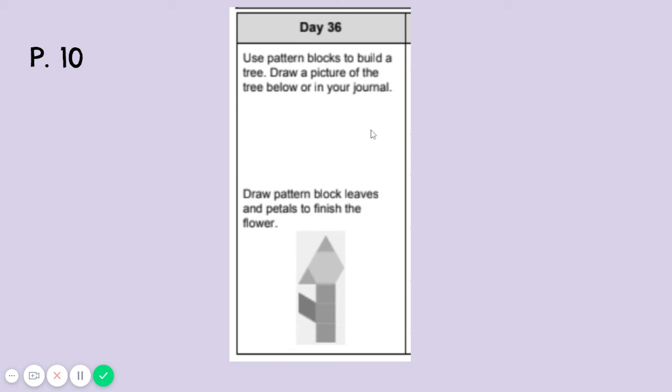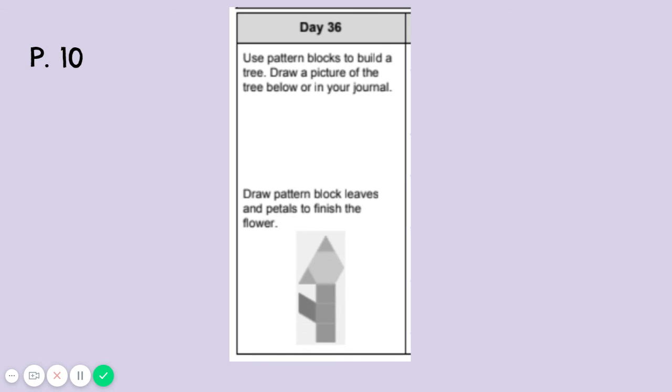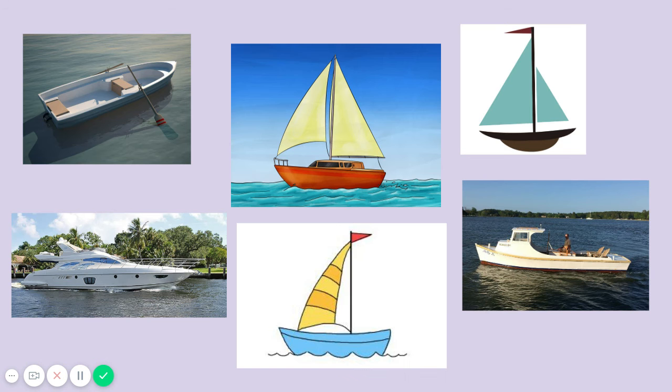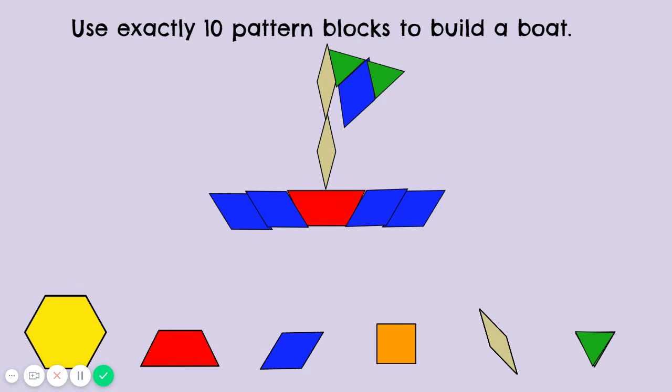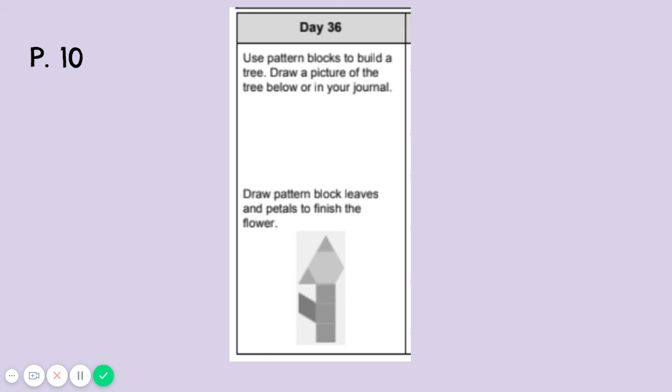And then lastly, in your packet, there is a flower, but it is not complete. Draw the remaining shapes that you would need to add to this drawing to make it look like a beautiful flower. You have 3 things to complete, boys and girls. Build your boat, answer your journal question, and complete your activity on page 10 in your packet.